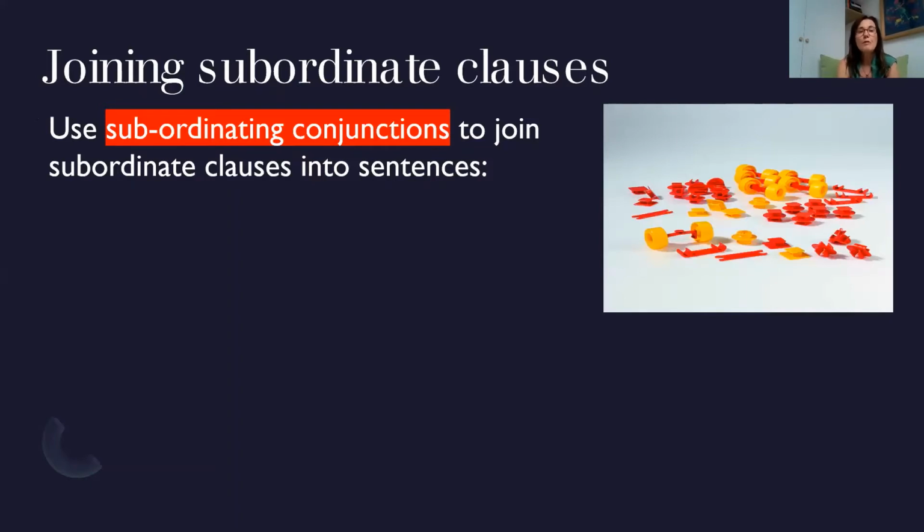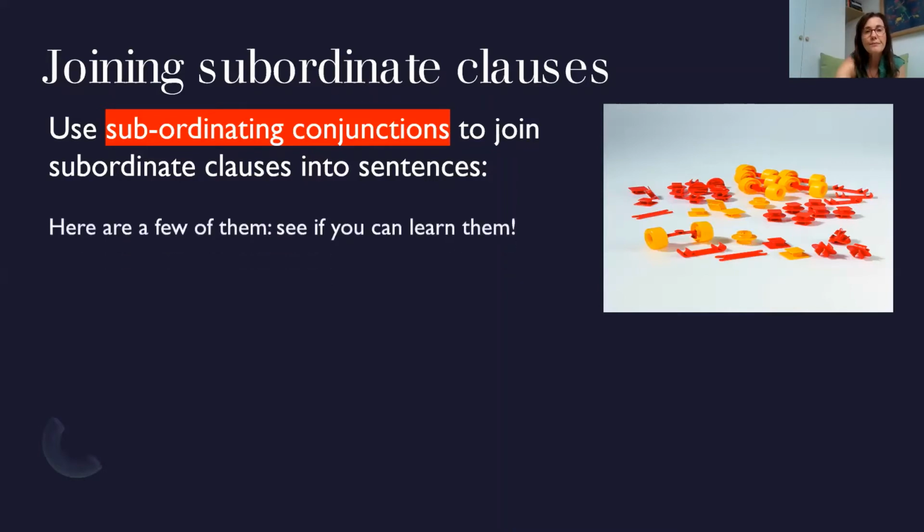Joining subordinate clauses. So this is again thinking about those joining pieces within the sentence. They're like the circular pieces that join the blocks together. So we're looking at how to join subordinate clauses within sentences. If you remember before, we looked at joining a main clause into the sentence. We used the fanboys coordinating conjunctions. Use subordinating conjunctions to join subordinate clauses into sentences.